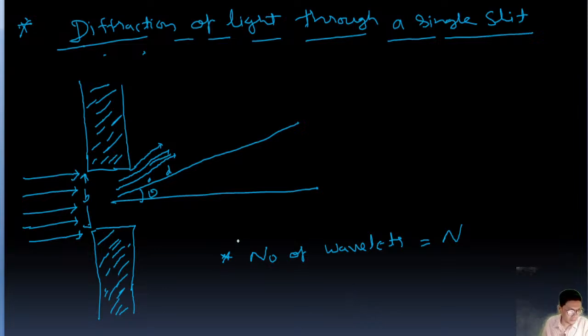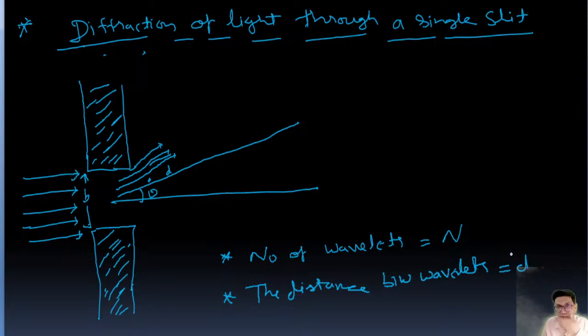The distance between wavelets is d. I'll try to make straight wavelets, guys. Let me try. So one is this.